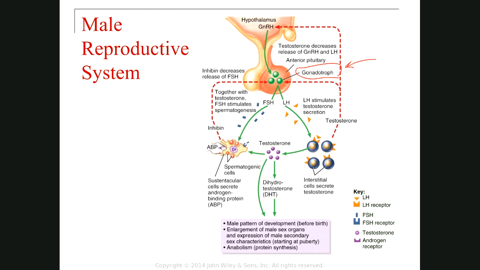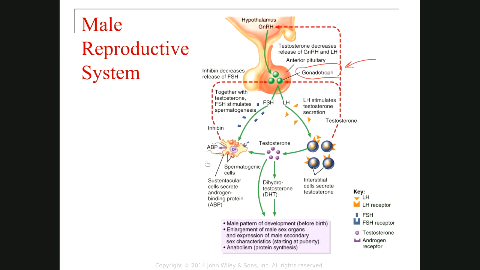When these tubes become empty again, we don't have any pressure on the Sertoli cells, so the production of inhibin is suppressed. When we don't have inhibin, again the FSH is secreted. This cycle continues and continues.